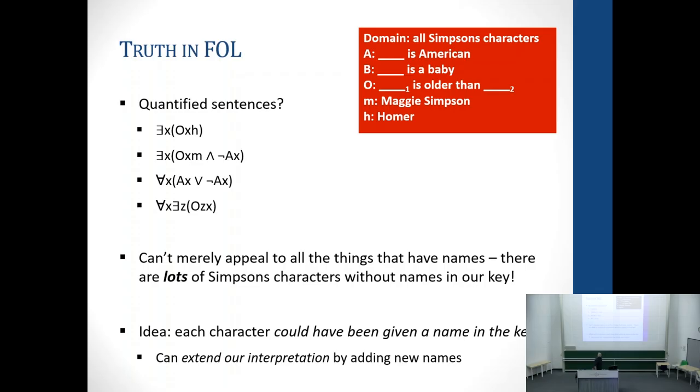So how are we going to do quantifiers? Well, remember what we've been talking about. The existential quantifier tells us at least one thing satisfies the attached sentence. And the universal quantifier says everything in the domain satisfies the sentence. Importantly, both of those are understood not in terms of what objects we have names for, but what's in the domain.